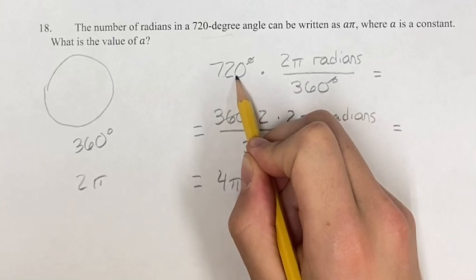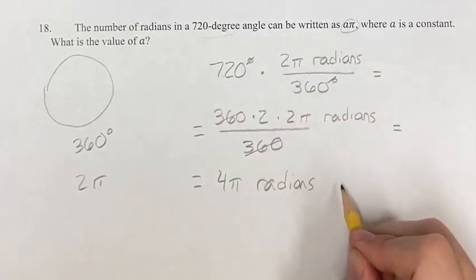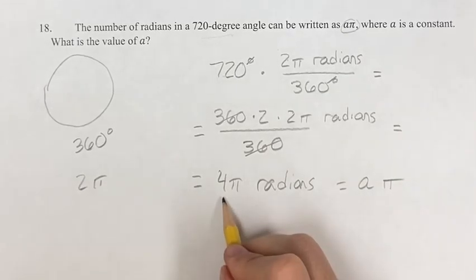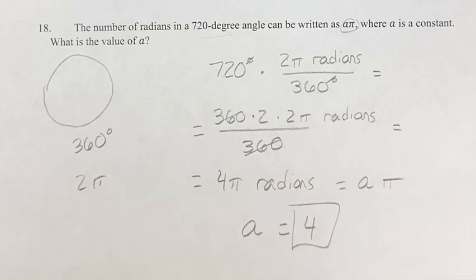So 720 degrees is equal to 4 pi radians, and we're also told that it's equal to a pi radians. So 4 pi is equal to a pi, therefore a is equal to 4, and 4 is going to be your final answer.